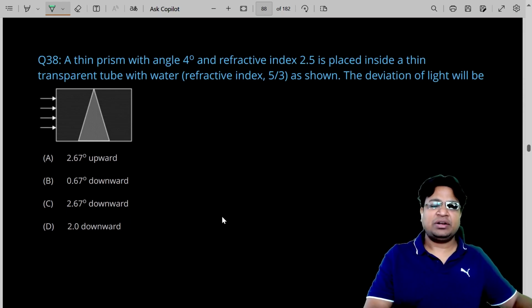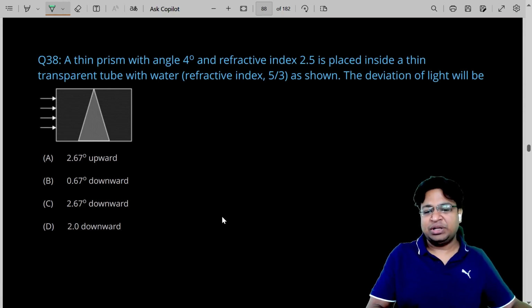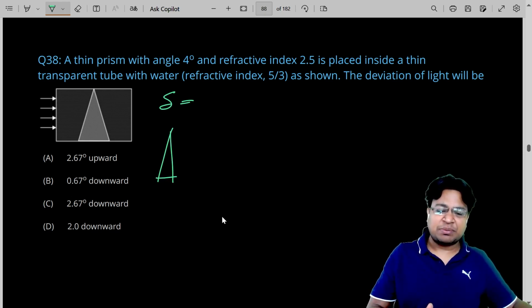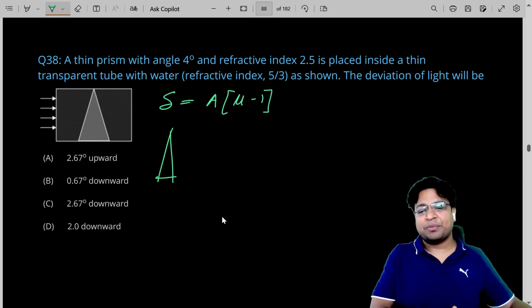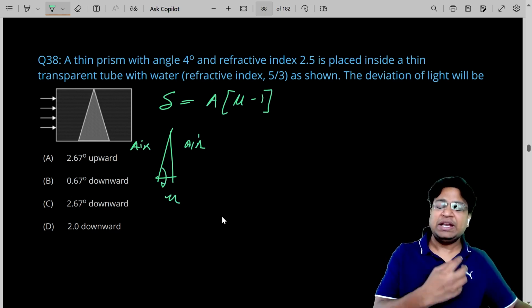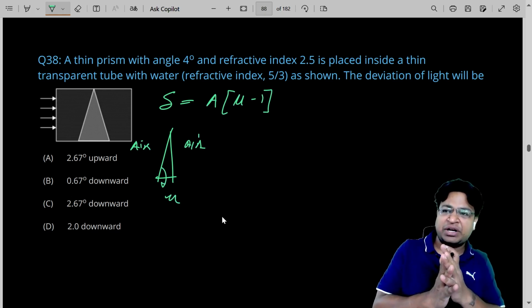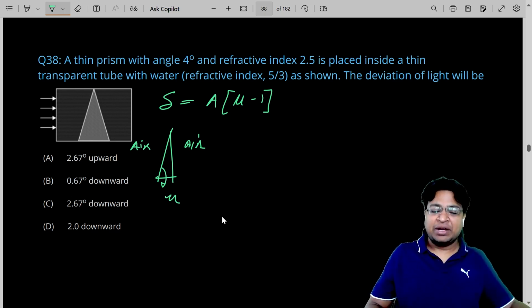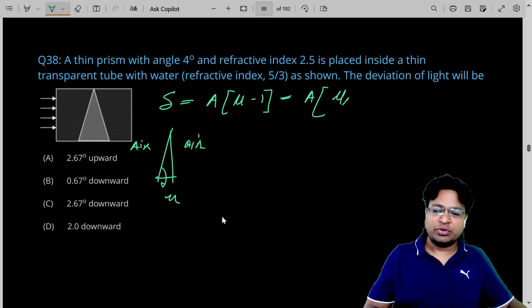Now coming to question number 38: a thin prism is kept in a surrounding medium which is different from air. In such cases, how do we calculate the deviation? Normally, when a thin prism is kept in air, the formula for deviation is A into (mu minus 1). Any formula in ray optics is written assuming that air is present in the surrounding. Like any instrument kept in air, the formula uses the refractive index of the instrument. Now, when a situation comes where the surrounding medium has been changed, you need to change mu to mu relative.